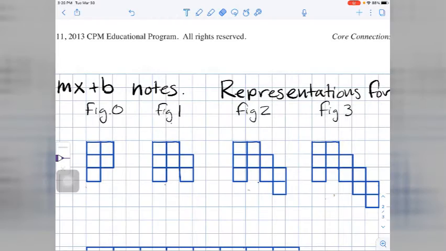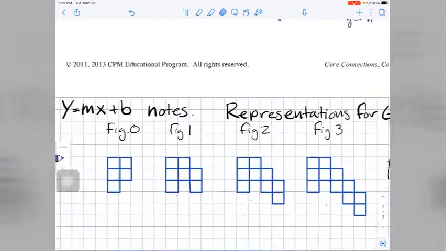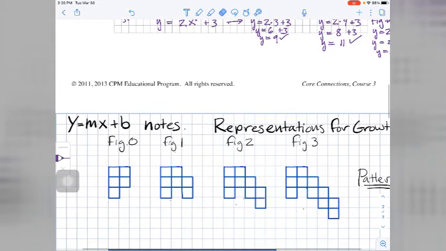Okay, so what we're going to start looking at are all of the different representations of growth that we can have. Like we started out, we've talked about the rule. A rule like y equals mx plus b is one representation of growth. One way of showing how something is growing is by just showing the equation, and that's one of the hardest things for students to see when they first are getting used to this stuff.